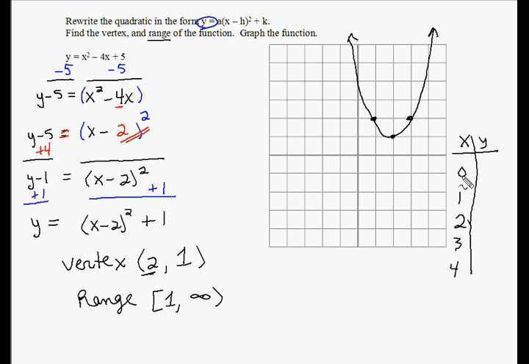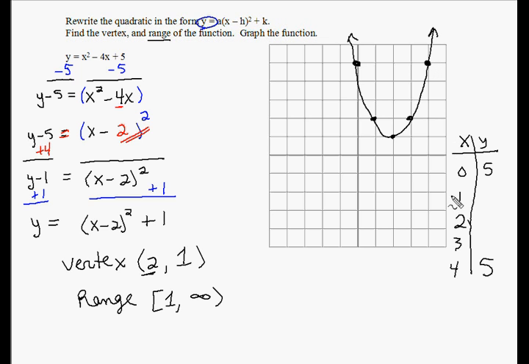So when I put in 0 into the original equation, I get 5. So it went through the point 0, 5. And since we know about the line of symmetry, we know that it's going to be the same on the other side. So at 4, it also goes through 5.